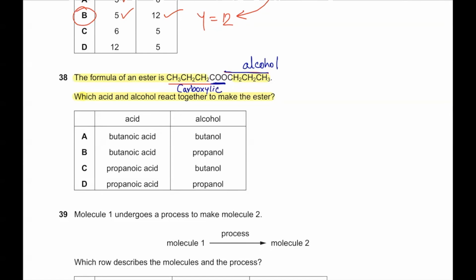Now, guys, the easiest thing that you will do, you'll count the number of carbon. 1, 2, 3, 4. 4 carbons, which means this will refer to butanoic acid. 4 carbon means but, and it's an acid, butanoic acid. And 3 carbon on this side will represent propanol. So definitely butanoic acid and propanol will be the correct answer. So B will be the correct answer.